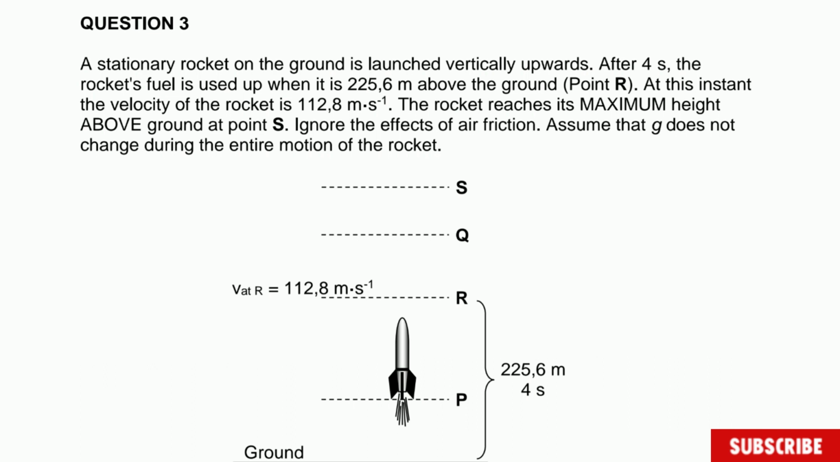Say a stationary rocket on the ground is launched vertically upward. After 4 seconds, the rocket fuel is used up when it is 225.6 meters above the ground, point R. In this instant, the velocity of the rocket is 112.8 meters per second. The rocket reaches the maximum height above the ground at point S. Ignore the effect of friction and assume that g does not change during the entire motion of the rocket.